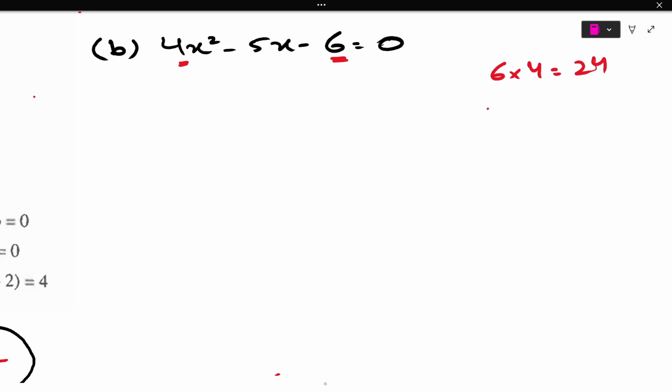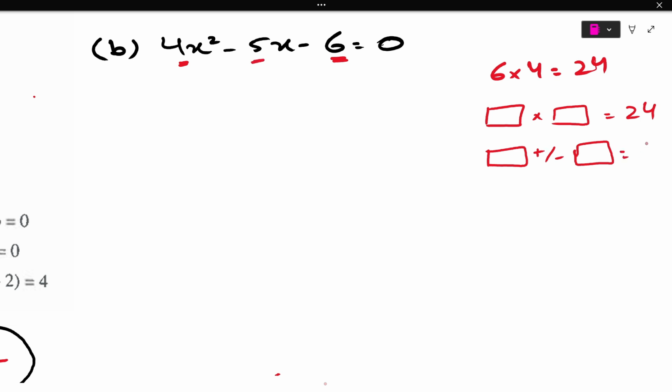Then you could do 8 times 3, which is 24. The 8 minus 3 is 5. Absolutely correct, very good. Like I said, you always take two numbers which when multiplied will give you 24, and when added or subtracted will give you your middle term which is 5. So you thought correctly that it should be 8 and 3, because 8 times 3 is 24, right? And 8 minus 3 should be 5, right?